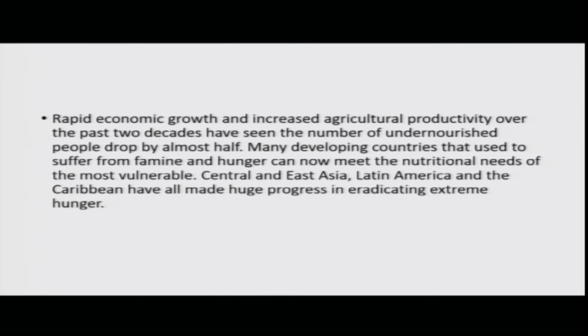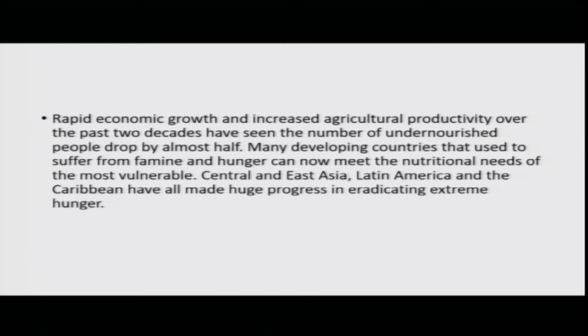The rapid economic growth and increased agricultural productivity over the past 2 decades have seen the number of undernourished people drop by almost half in most of the countries. Many developing countries that used to suffer from famine and hunger can now meet the nutritional needs of the most vulnerable. Central and East Asia, Latin America and the Caribbean have all made huge progress in eradicating extreme hunger.